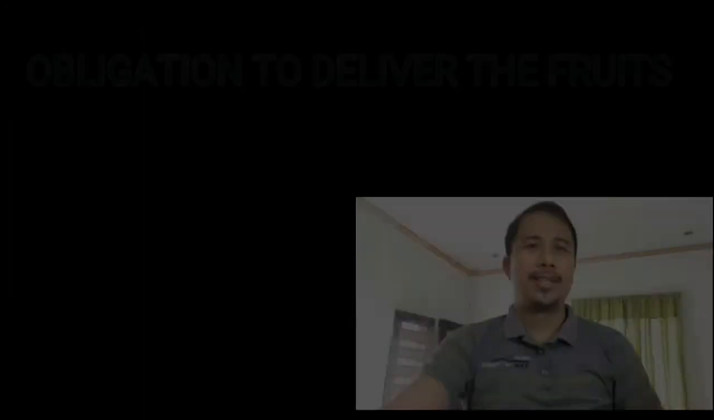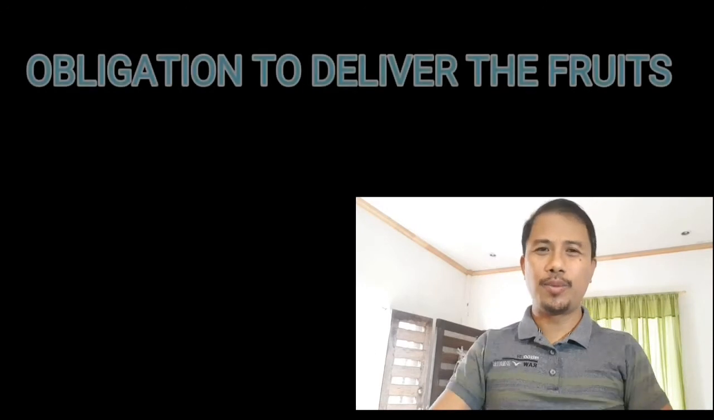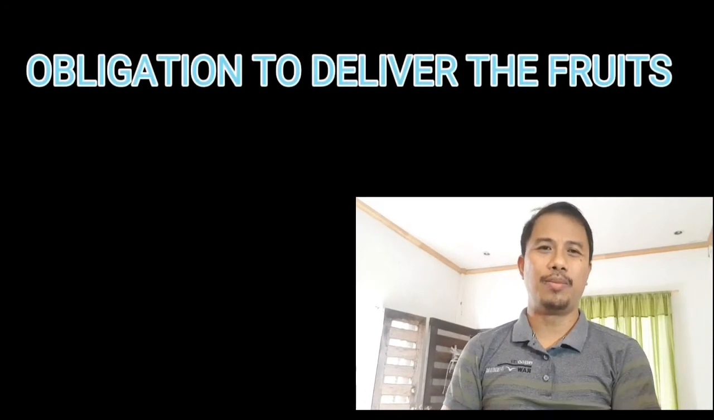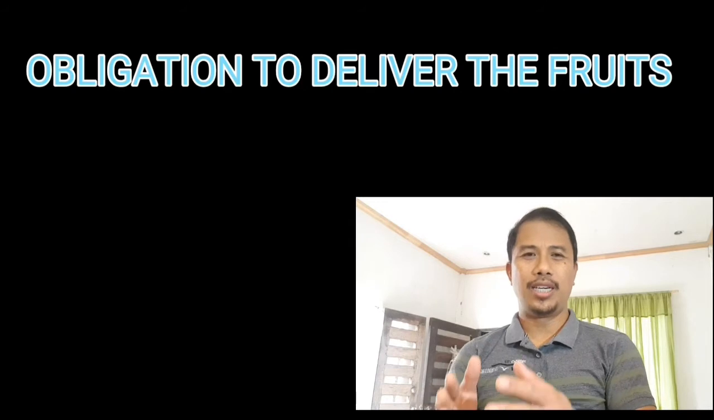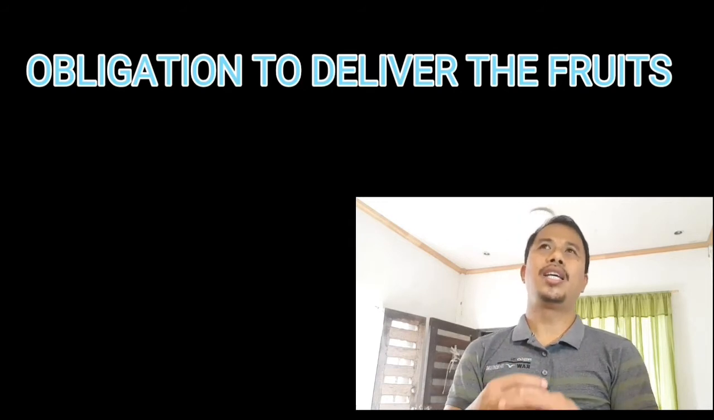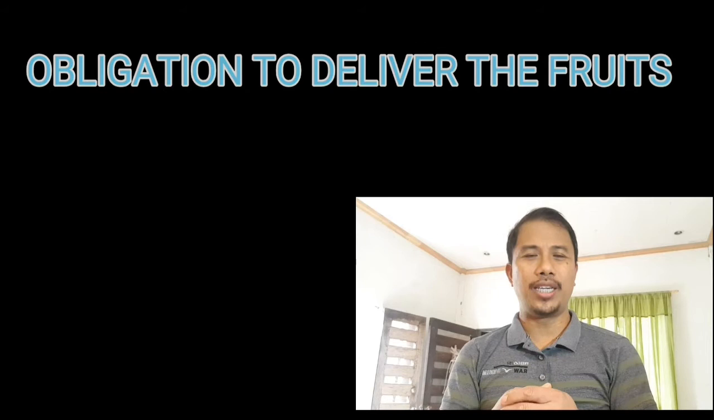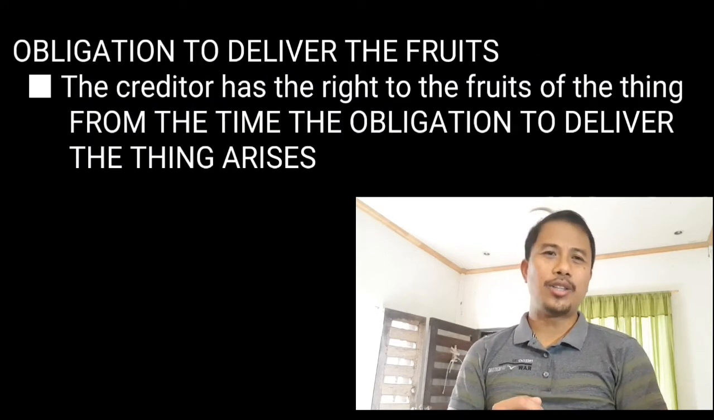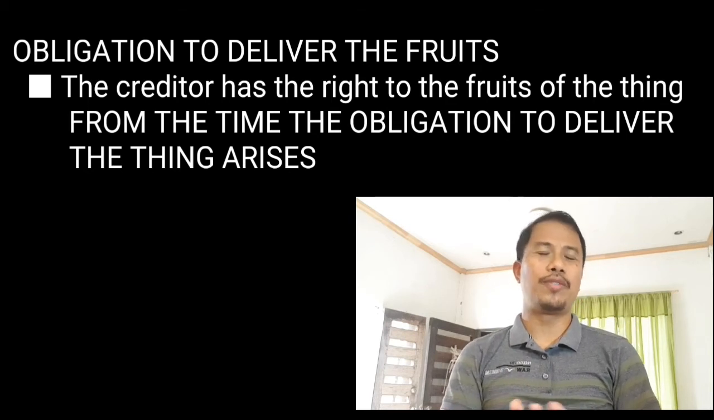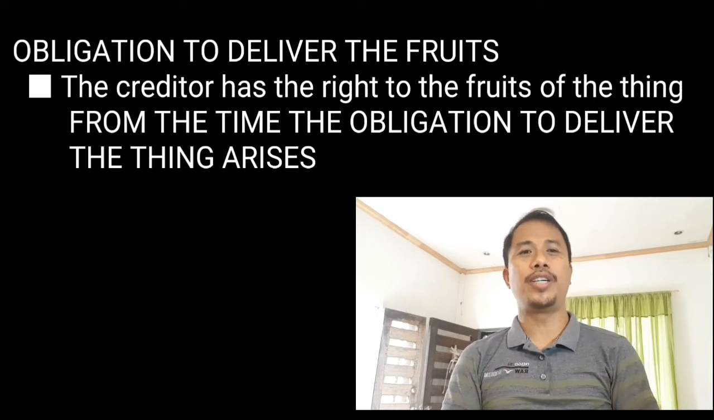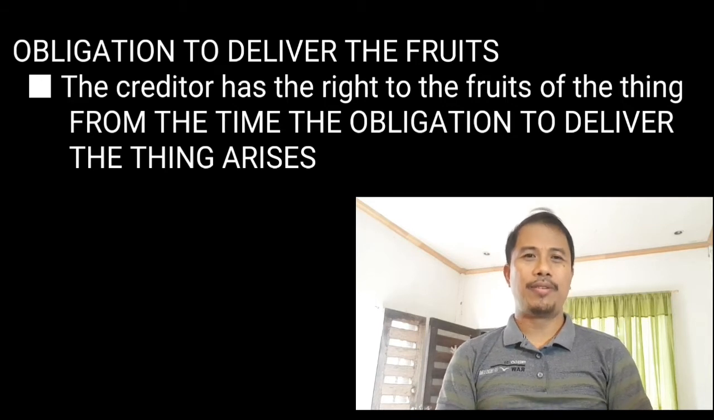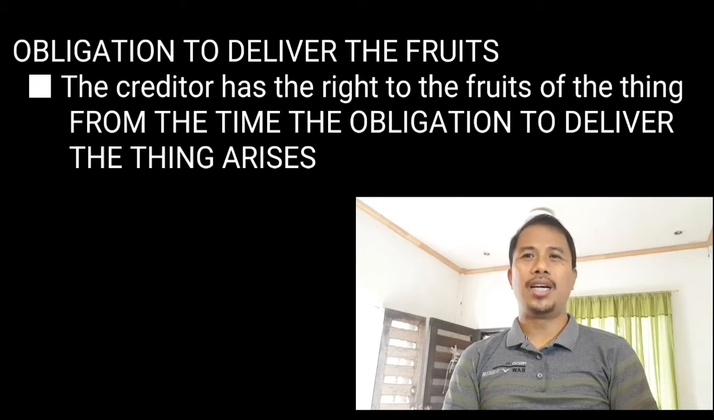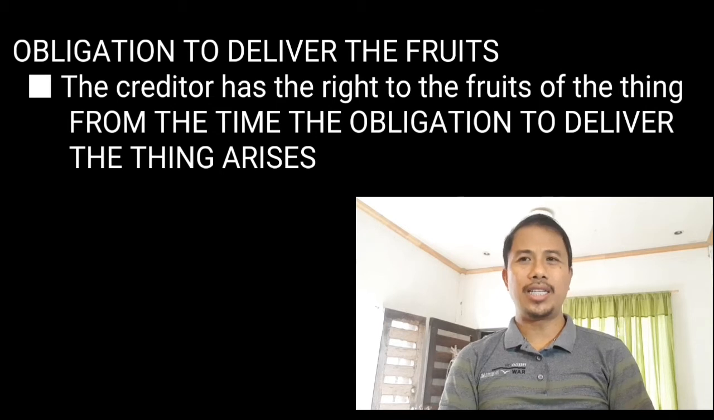Good morning, guys. Let's continue with our discussions on the obligation of a person in an obligation to give a determinate or specific thing. The creditor has the right to the fruits of the thing from the time the obligation to deliver it arises. So the problem now is how are we going to determine the time the obligation to deliver arises.